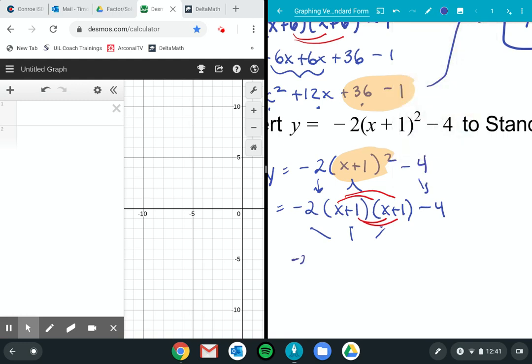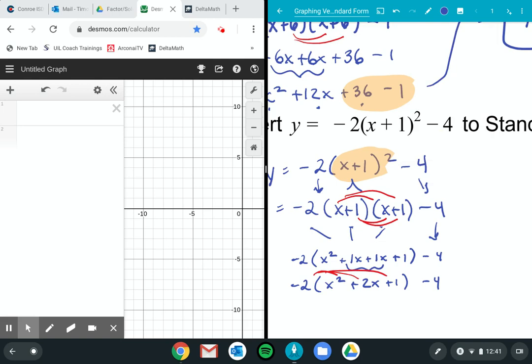So the negative 2 is going to stay outside. Keep that in mind. I'm not multiplying it yet. But what I'm going to have is x squared plus 1x plus 1x plus 1 minus 4. This comes down. I'm taking my time showing all my steps. x squared plus 2x plus 1 minus 4. So I just combine my like terms. And now I can multiply that negative 2 in.